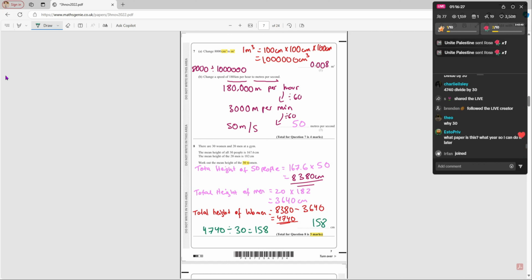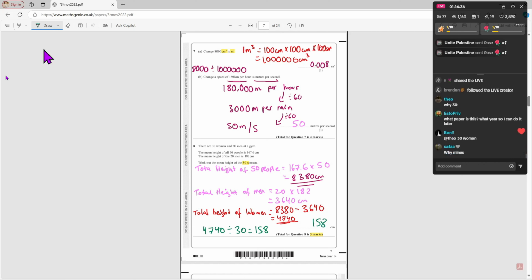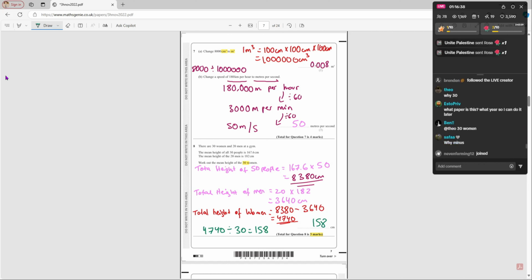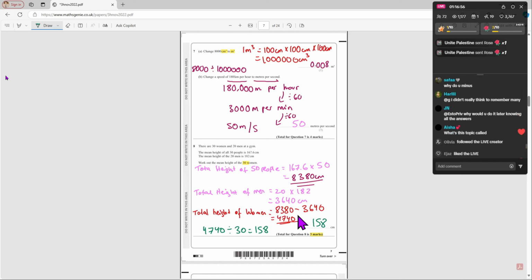I think this is paper 3, 2021 or 2022. Why do we subtract? Because we need to work out the total height of the woman. We know that the total height of all the people added together is 8,380. You subtract the total height of the men to work out the total height of the woman. That's why we subtract.